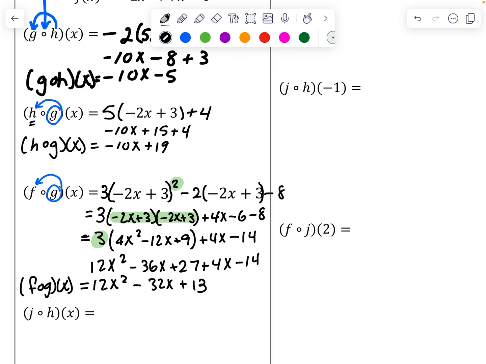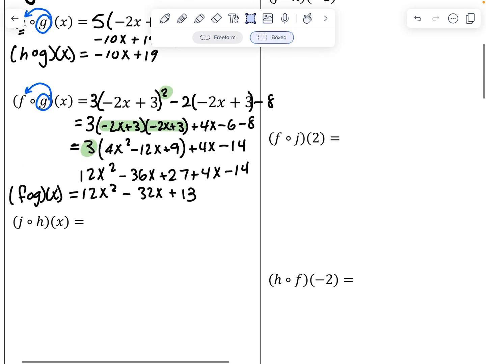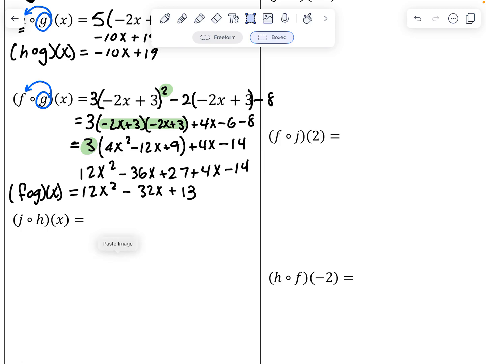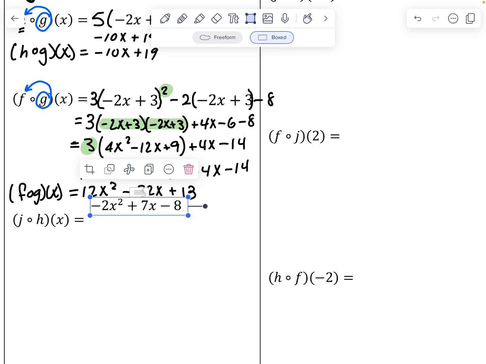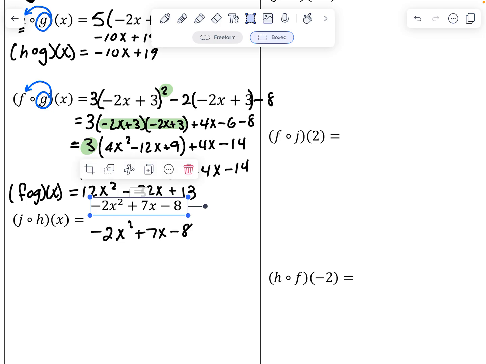Okay, so the next one is j composite h. So I need to start with j. So I'm going to start with j. This is j. I brought it down so I could write it. So j is negative 2x squared plus 7x minus 8. That's what j is.